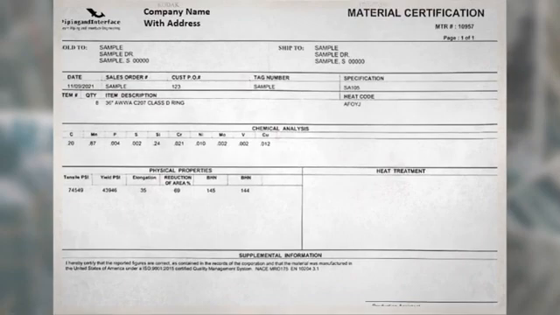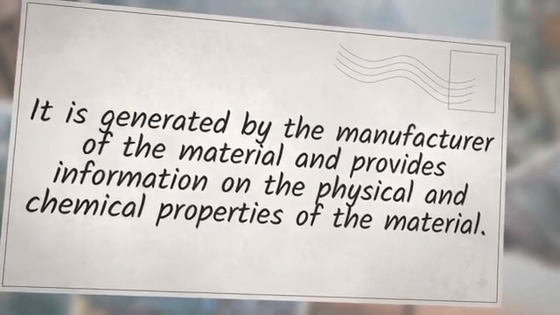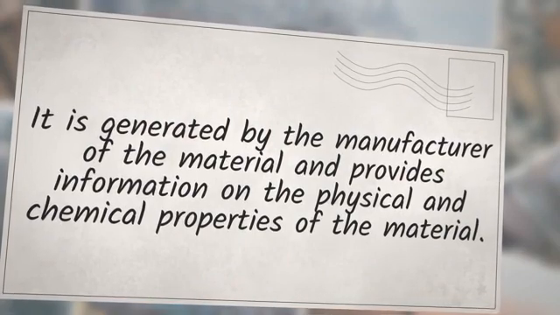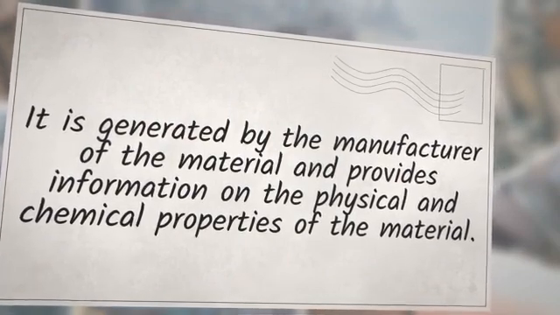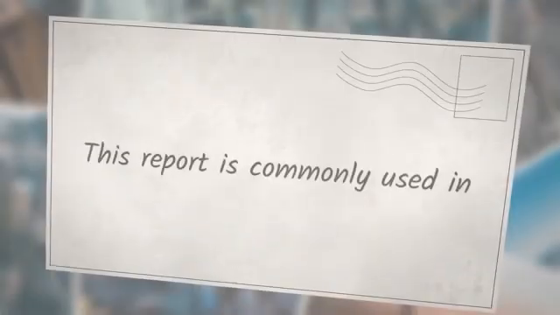There are several types of material test reports, MTRs, used in different industries and applications. Some common types of MTRs are Mill Test Report, MTR. This is the most common type of MTR used in the manufacturing industry. It is generated by the manufacturer of the material and provides information on the physical and chemical properties of the material. Heat Number Traceability Report.